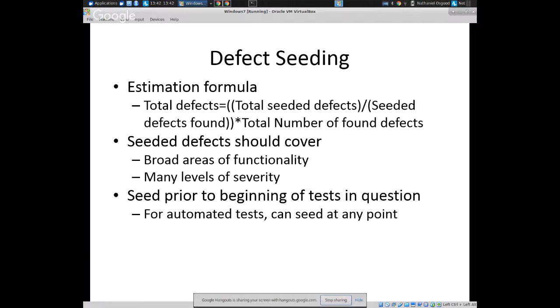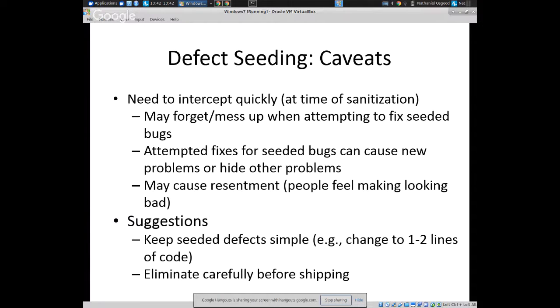Generally, you want seeded defects to cover broad areas of functionality, many levels of severity, and you want to seed them prior to the beginning of tests, right? So you want to institute a set of testing following this to see what's found. So you're going to have manual testers, you're going to have some exploratory testing, some manual testing that's based on clearly defined test cases, and then you have a set of automated tests, and you see which of them get found. But there is the possibility that they will interact with each other, and that's disconcerting. They may block discovery of other defects that are real defects. So you've lost a bit of opportunity here, right?